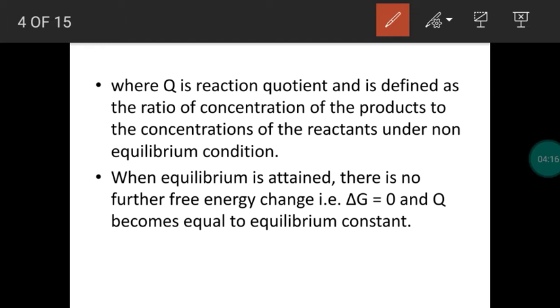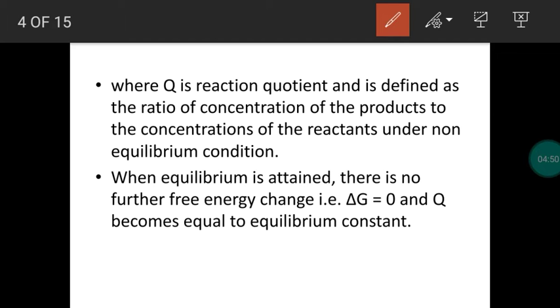For equilibrium constant and reaction quotient, the process is the same. So how do we calculate these two values? The product of the concentrations of products in the numerator divided by the concentrations of reactants in the denominator. This is the method of calculating both the reaction quotient as well as the equilibrium constant: the ratio of concentration of products to the concentration of reactants.